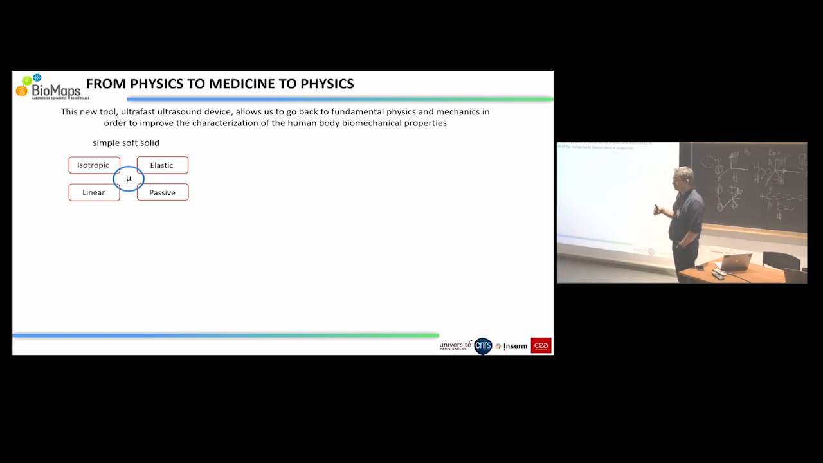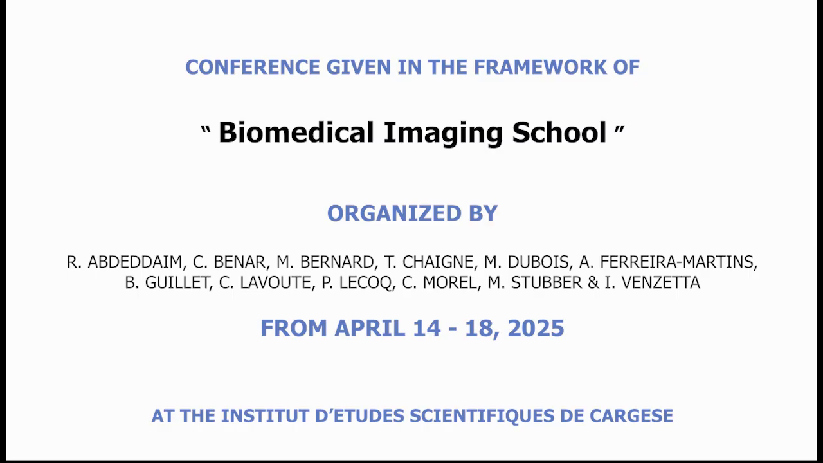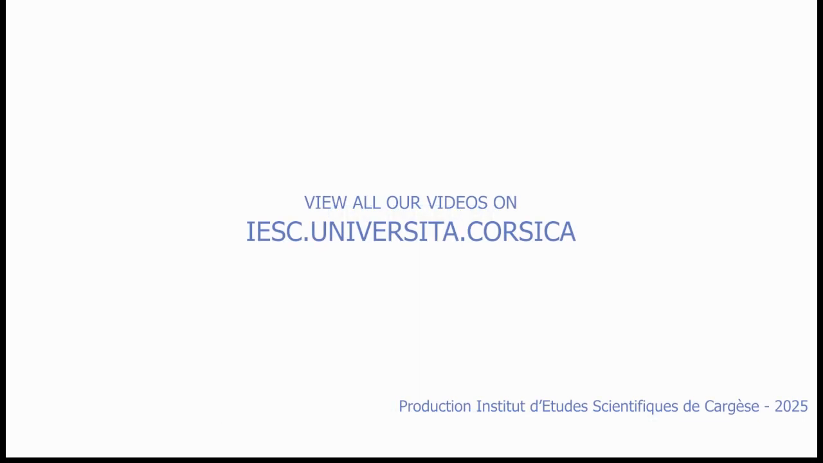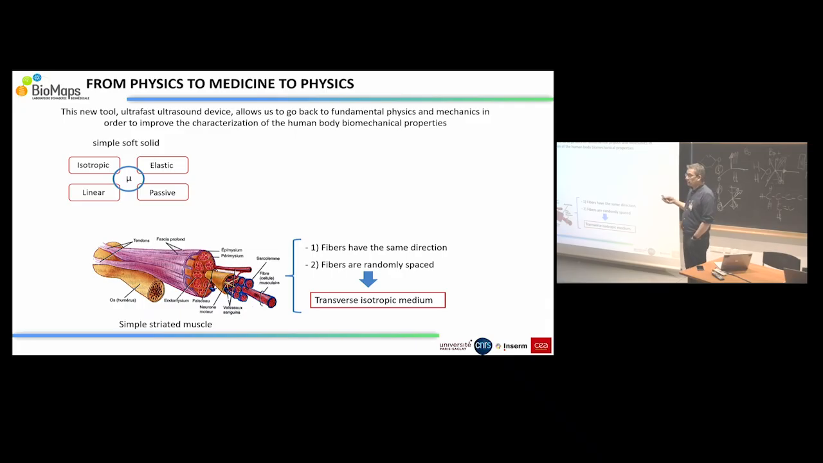It means that the shear modulus is defined by these four hypotheses. But of course, as you know, the human body is much more complex. The first simple thing you can show to explain that is a muscle as an example. If you take a muscle, you have a lot of fibers aligned in the same direction. And in the perpendicular plane, the fibers are randomly spaced. So it defines in crystallography a transverse isotropic medium. So you see directly, just by the first organ that you have at the surface, the muscle, that we are not isotropic, but we are anisotropic.